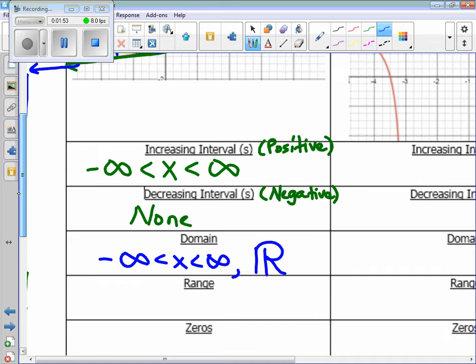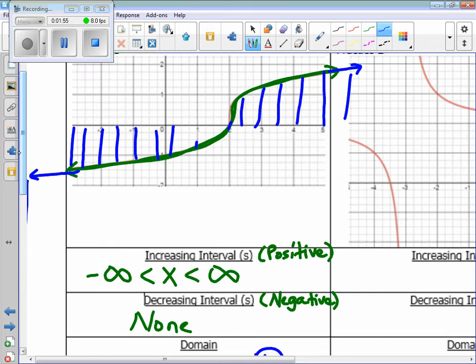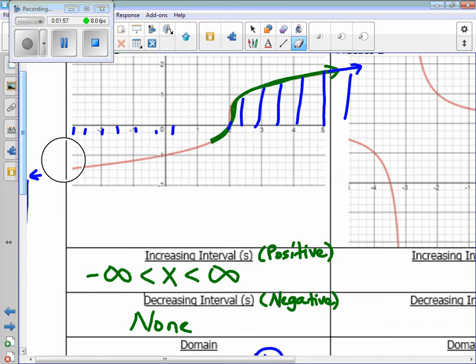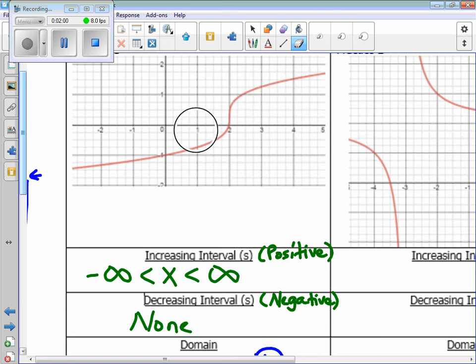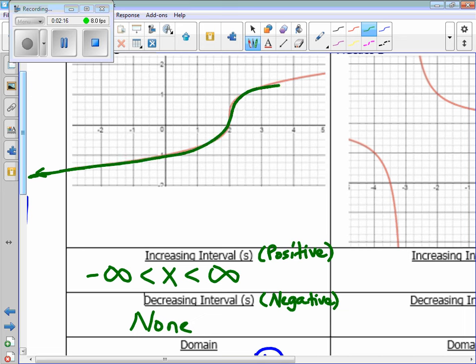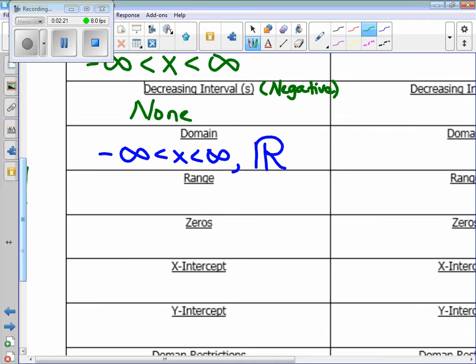Range is the lowest y values to the highest y values. So range is, as this is going further and further down, or left, it's going to keep on going down. So it's coming from negative infinity on the range, and it keeps on going up, up, up, forever and ever. Range is the y values, right? Range is the lowest to the highest y values. That's negative infinity to infinity.